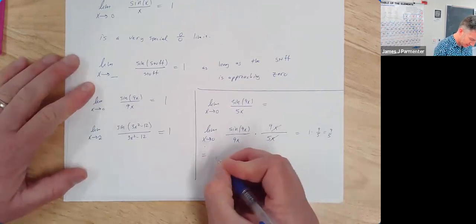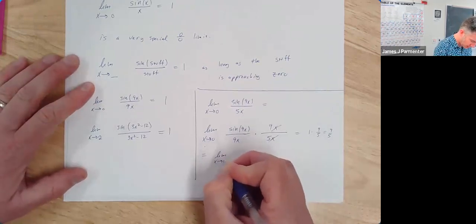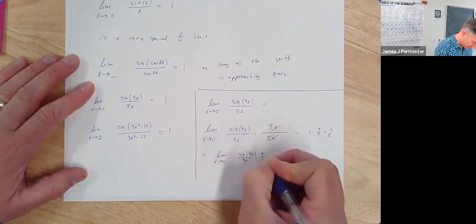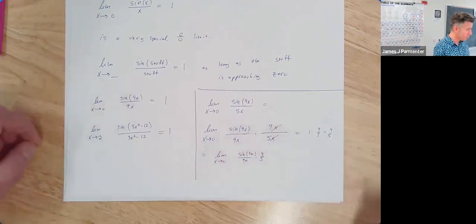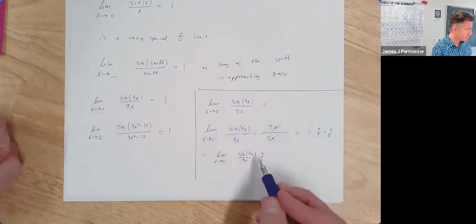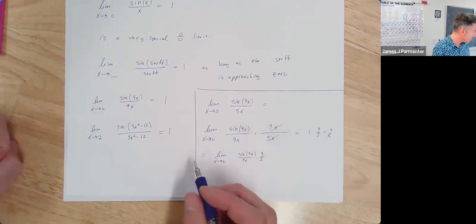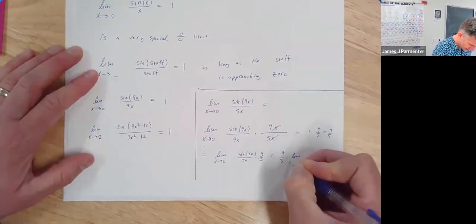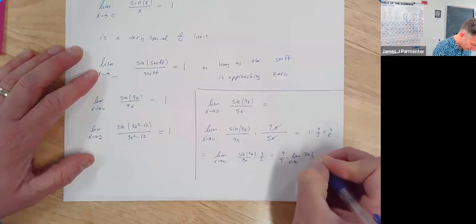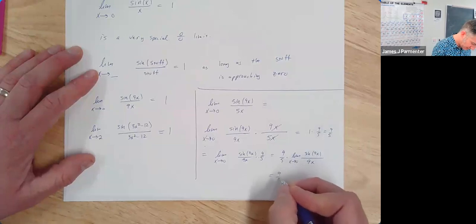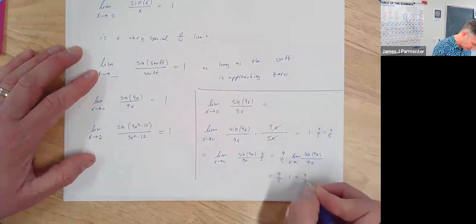If I knew my teacher wanted me to show more work, I might do the following. I might write this as the limit as x goes to 0 of sine of 9x over 9x times 9/5. And then I would use one of my limit rules to say that the limit of a function times a constant, that constant is allowed to move out in front of the limit. And that's going to equal 9/5 times the limit as x goes to 0 of sine of 9x over 9x. And then I'm like, that's 1. So I get 9/5 times 1, which is 9/5.